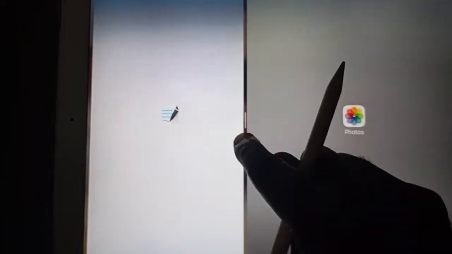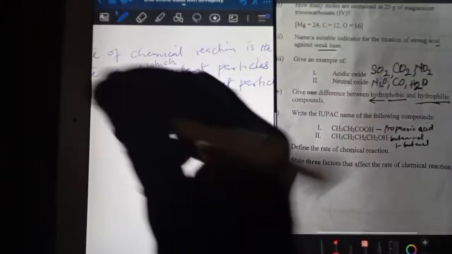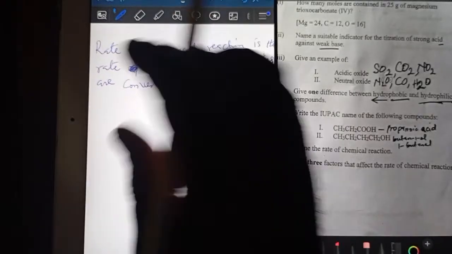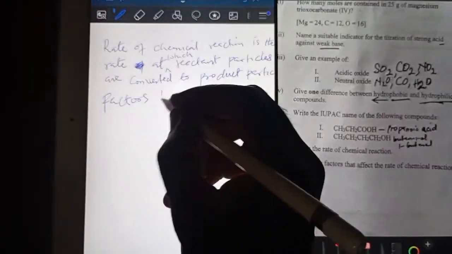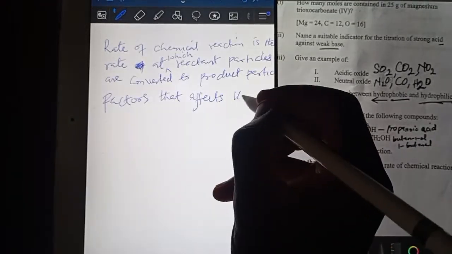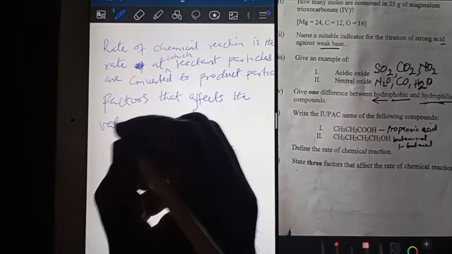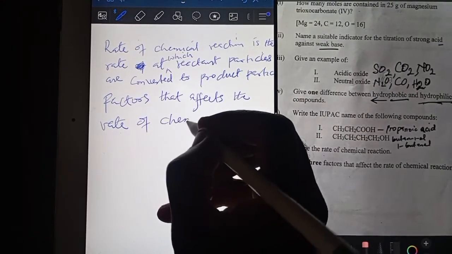Then the next one is state 3 factors that affect the rate of chemical reaction. This is very simple. There are more than 3 factors, so we have many of them. Factors that affect the rate of chemical reaction.